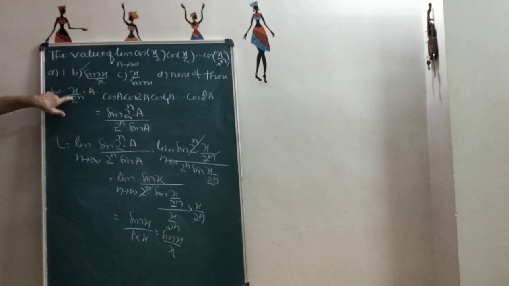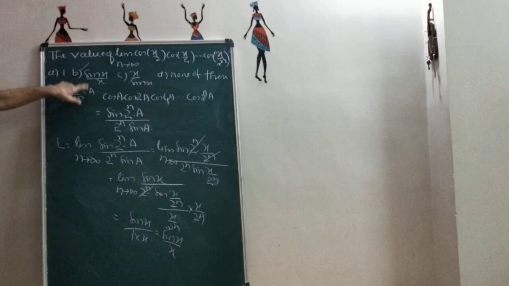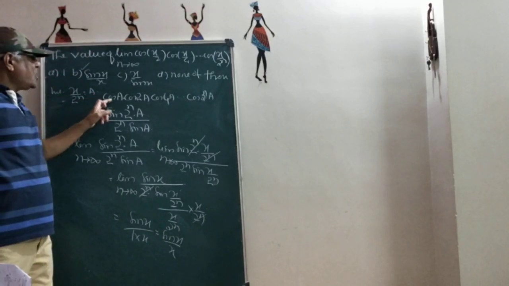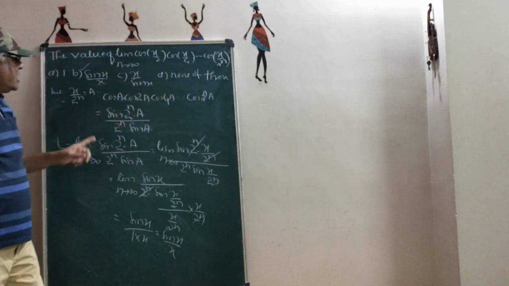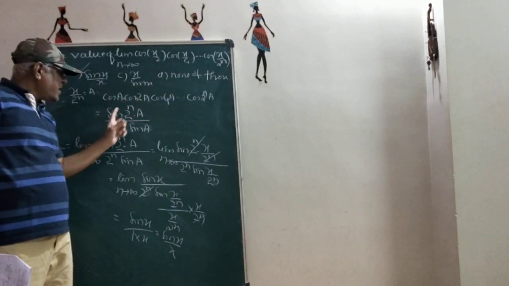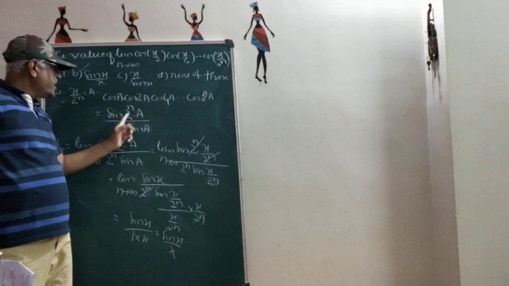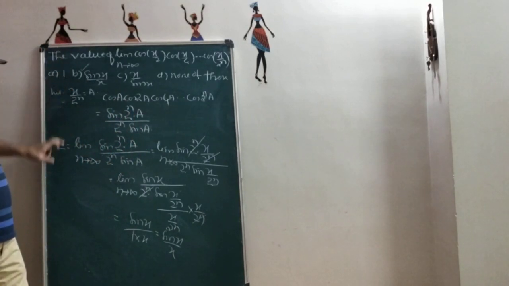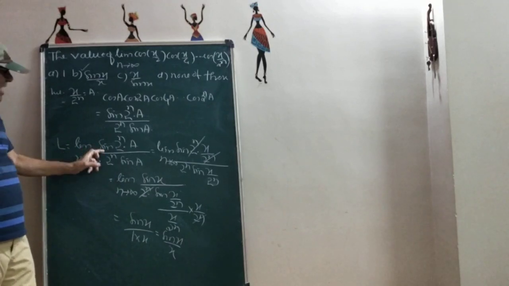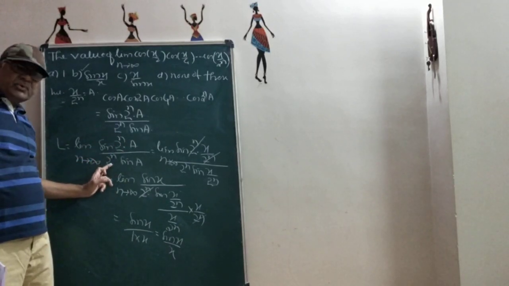So here you are taking x divided by 2 raised to n equal to a. Then the given expression becomes cos a, cos 2a, cos 4a, and so on, cos 2 raised to n into a. Now this expression is one of the standard results, sine of 2 raised to n into a divided by 2 raised to n into sine a. So with this, the given limit reduces to L equal to sine of 2 raised to n into a divided by 2 raised to n into a.